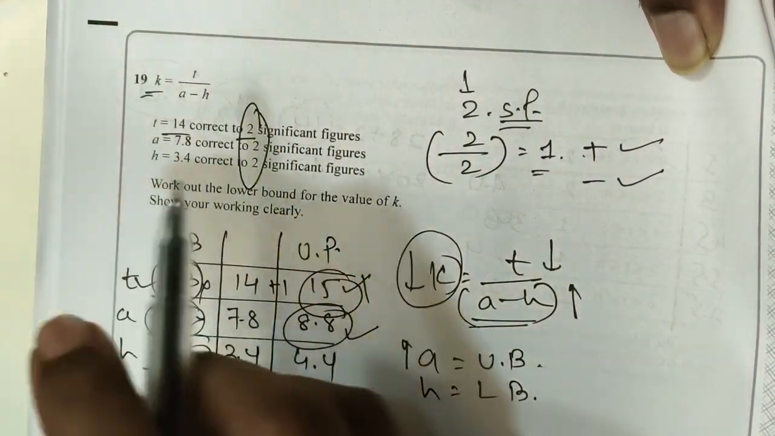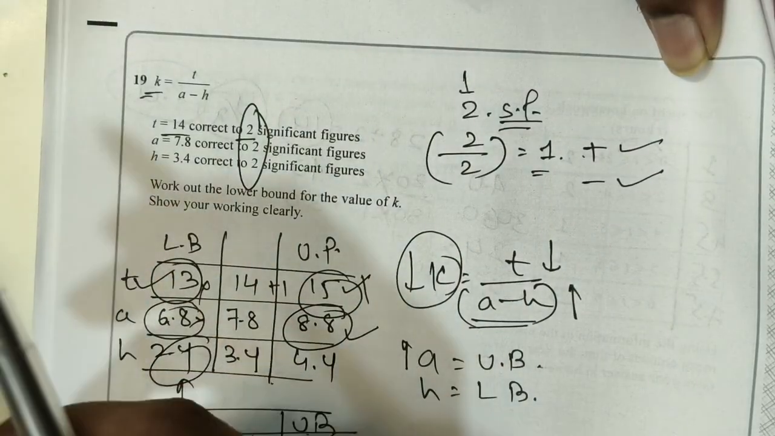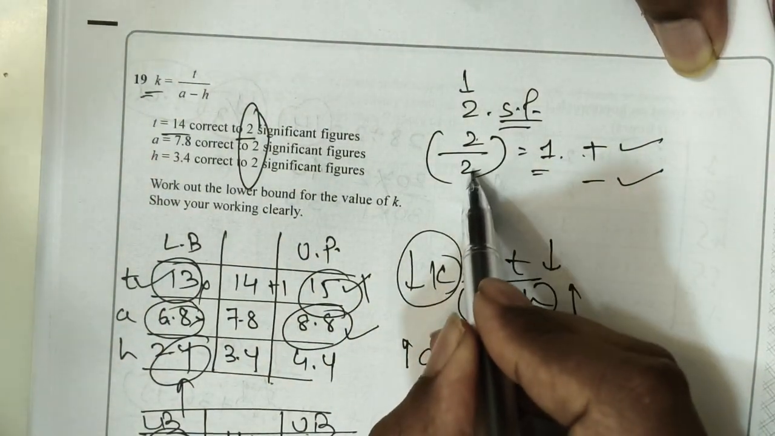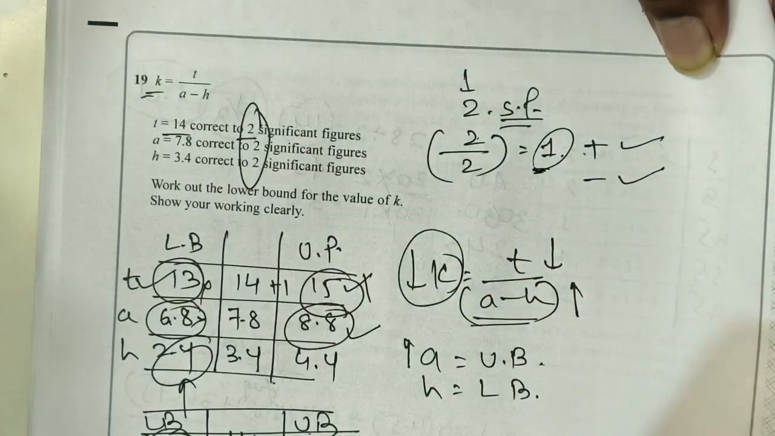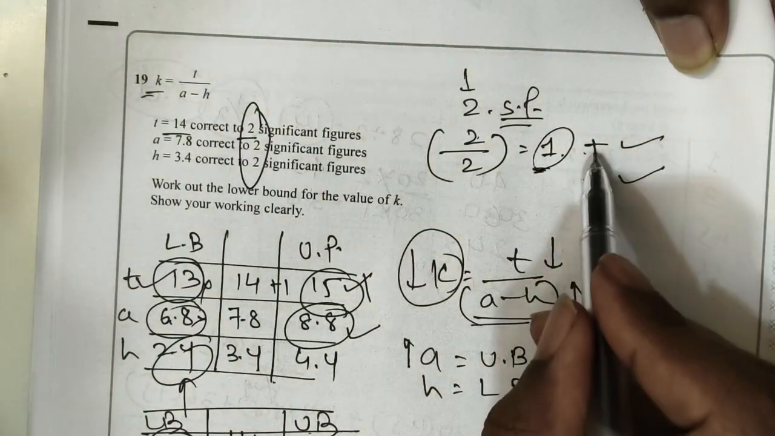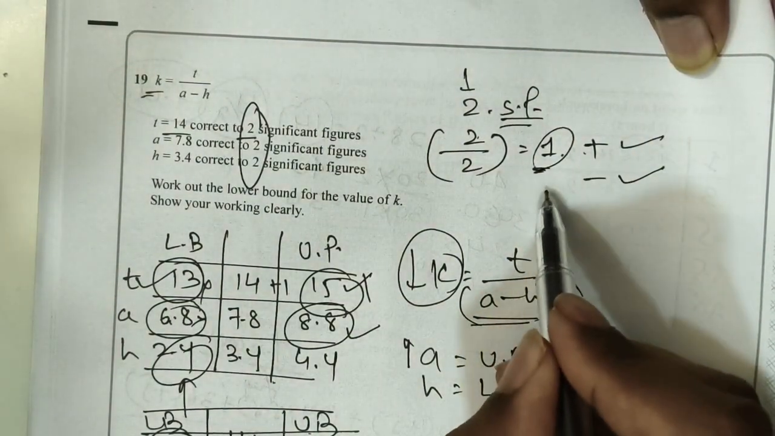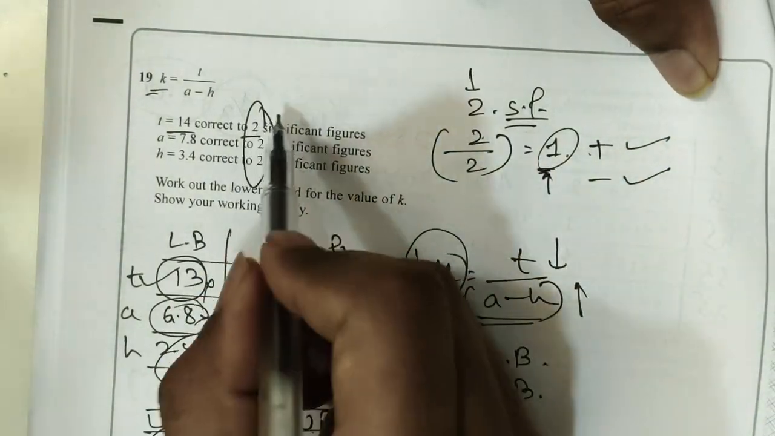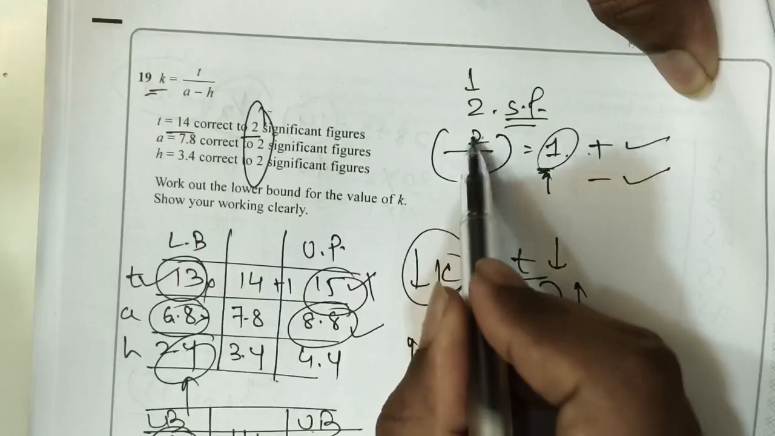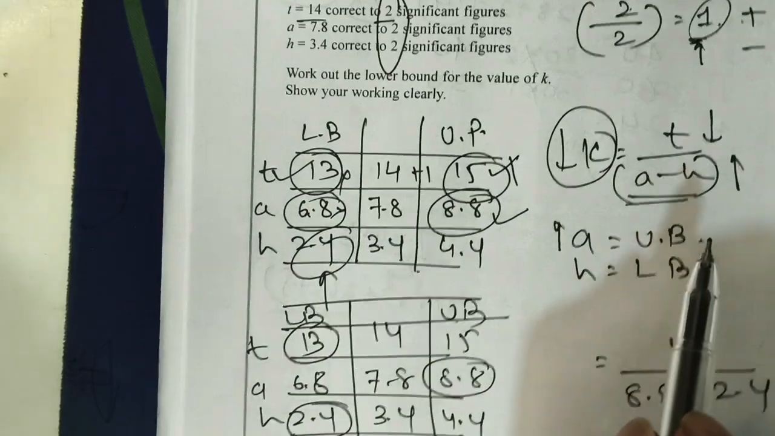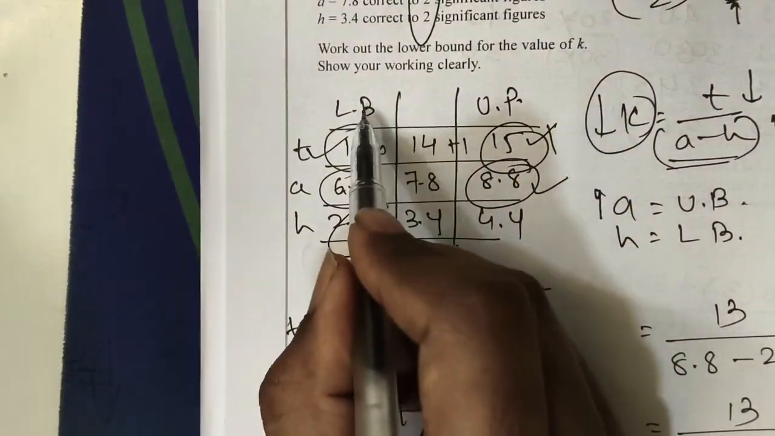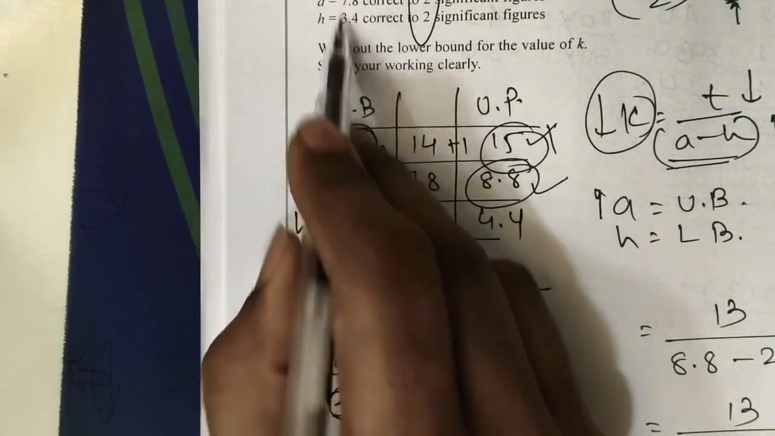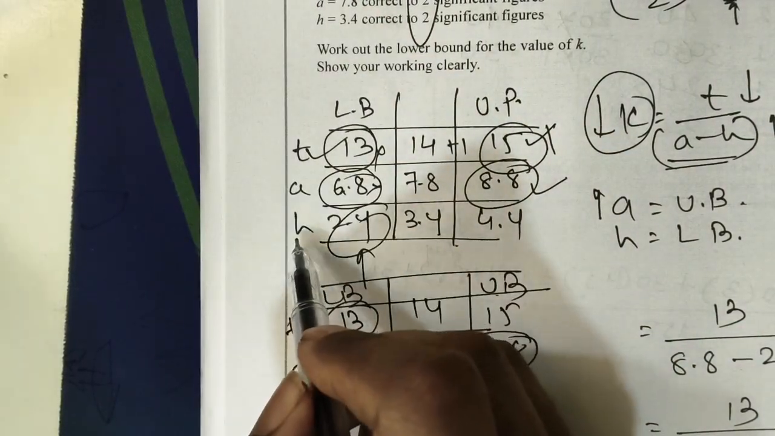Whenever someone says correct to some significant figures, to get the exact number, divide the significant figure by 2 and put that number here like this. You have to add and subtract this number, correct? So they are saying up to 2 significant figures, right? So 2 upon 2 is equal to 1, and make a chart like this. Lower bound, upper bound. 14, 7.8, 3.4, write all the numbers, write T, A and H, correct?